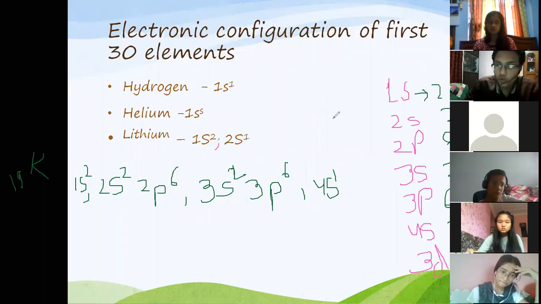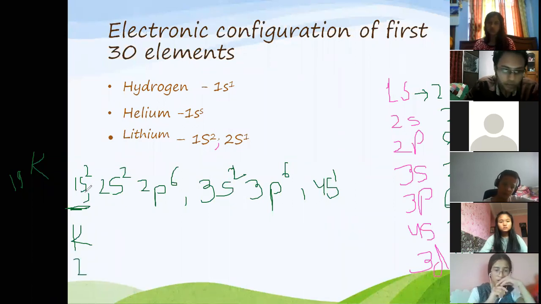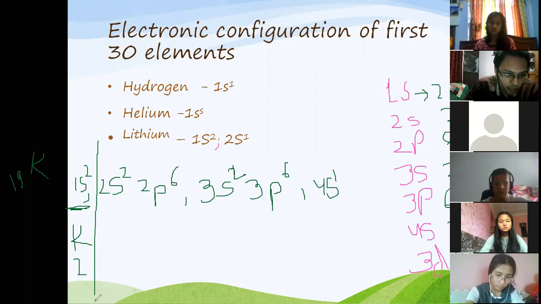Okay, so now let's compare. Let's try to convert this into KLMN. I hope you understand this. 1s2 is actually the K shell, right? The 1s orbital is the orbital of the first shell, K shell. And how many electrons are present there? 2, right? I'm just comparing this.